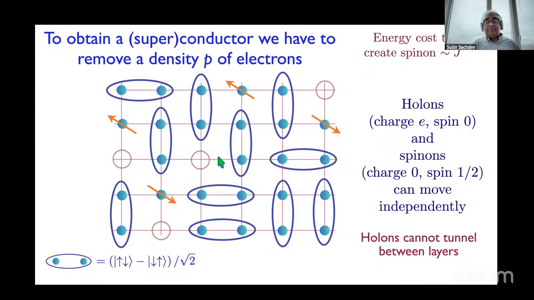But there's a problem. They cannot tunnel between layers. So this kind of RVB structure is the same for each layer, but there's no entanglement between successive layers. So if you're measuring the c-axis resistivity, as you measure in ADMR, then the holon cannot tunnel. So the holon cannot be the answer to the ADMR observations, because it can't go from one layer to the next coherently.